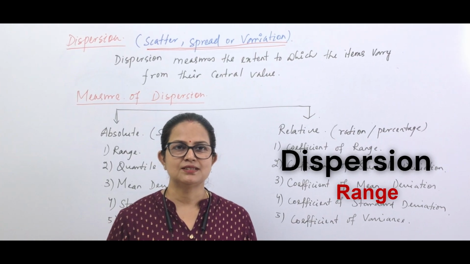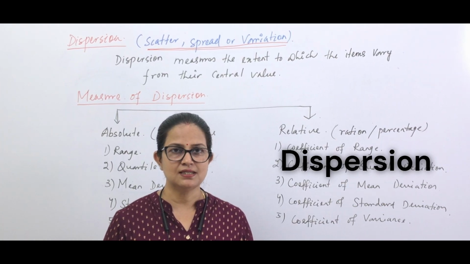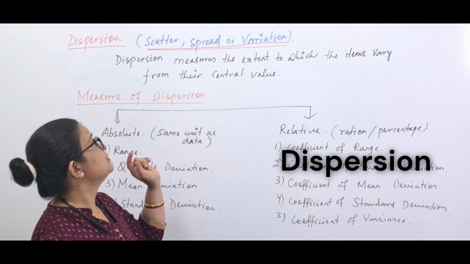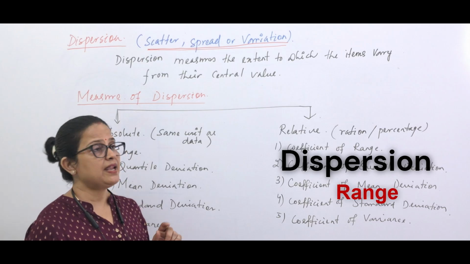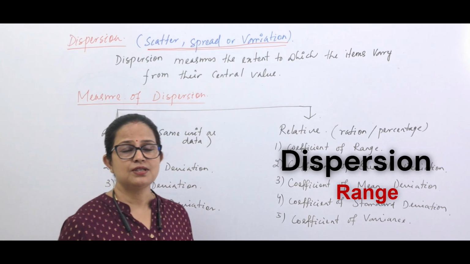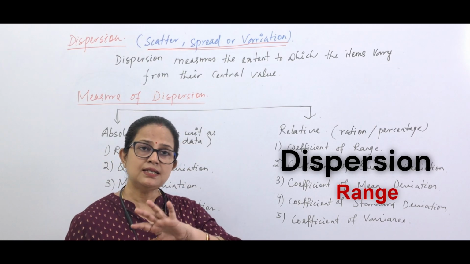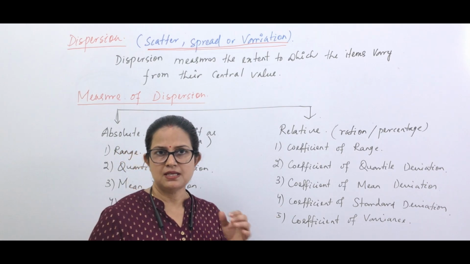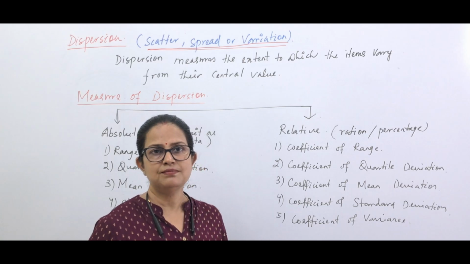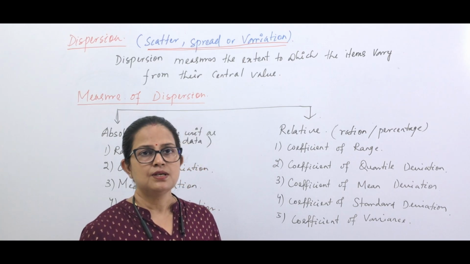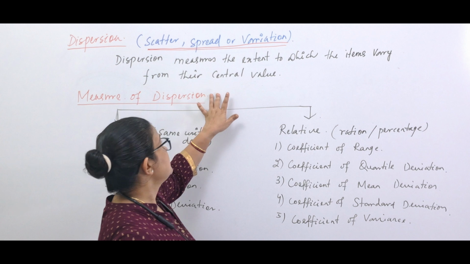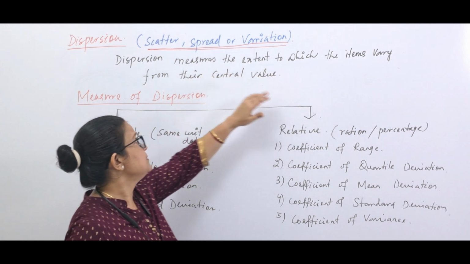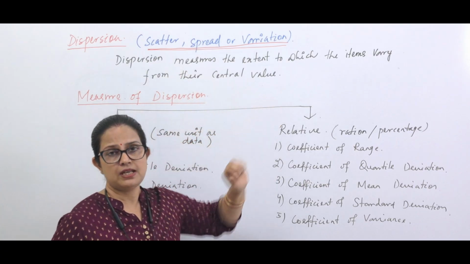Everyone, today we are going to start dispersion. Dispersion is also known as the spread or variation. How the data is spread within the series, that we can measure by dispersion. So dispersion measures the extent to which items vary from their central value.